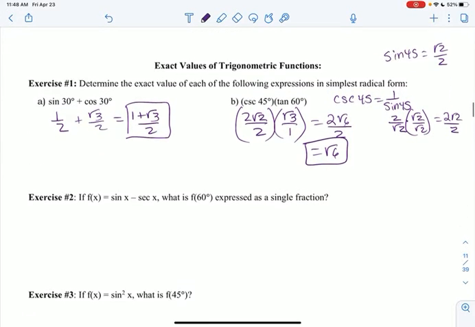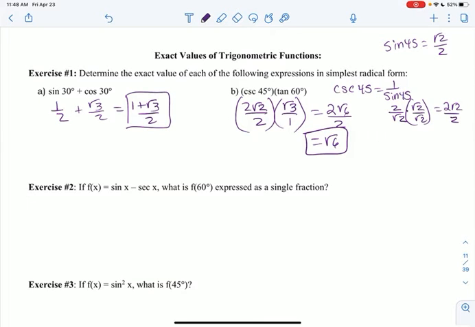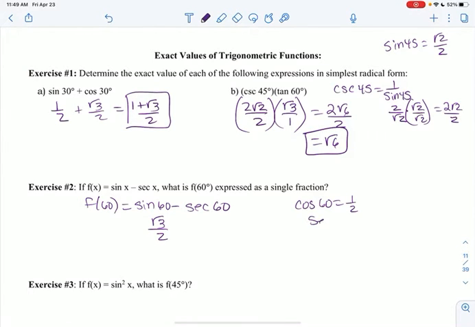All right, so I'm finding the exact values of these trigonometric functions. Exercise 2, if f of x equals sine of x minus secant of x, what is f of 60? So basically, I am doing f of 60. So I'm doing sine of 60 minus secant of 60. Well, sine of 60, look in your chart, is radical 3 over 2. And secant of 60, secant, remember, is the inverse of cosine. And the cosine of 60 is 1/2. So the secant of 60 is the reverse of that. So minus 2 over 1.